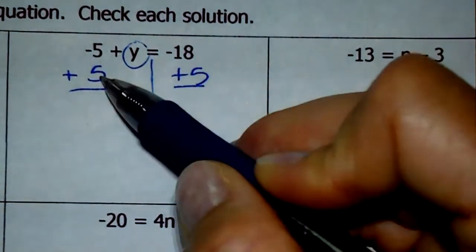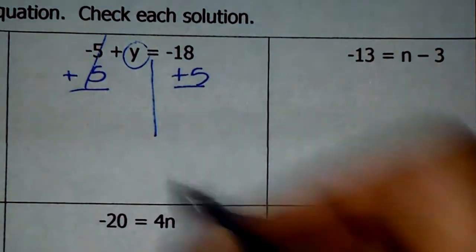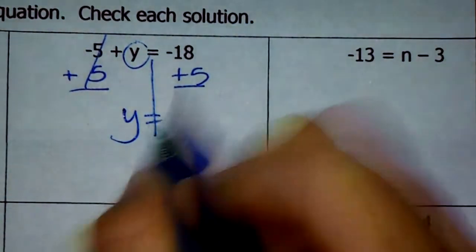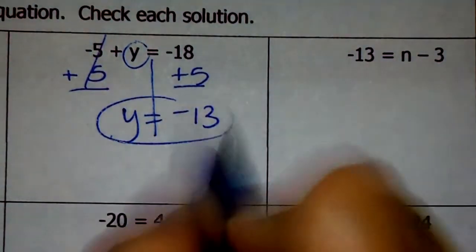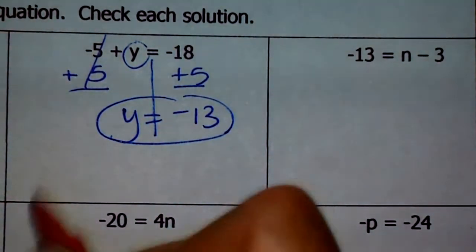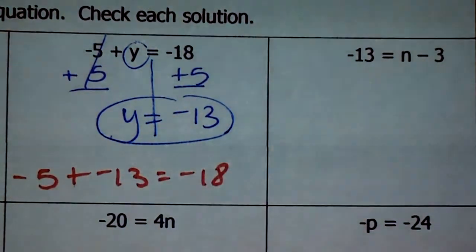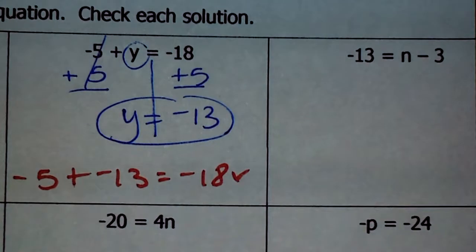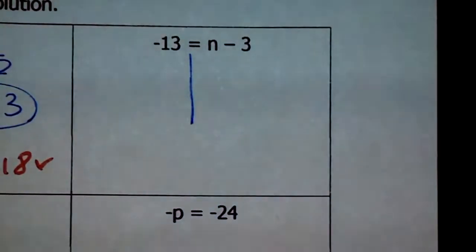So negative 5 plus 5, those are like terms. They equal 0. So 0 plus y, what's that? It's y. Negative 18 plus 5 is negative 13. So y equals negative 13. To make sure you're right, you would take negative 5 plus negative 13 and ask yourself, does that give me negative 18? Yes, Aruni, positively. It does. We're right.